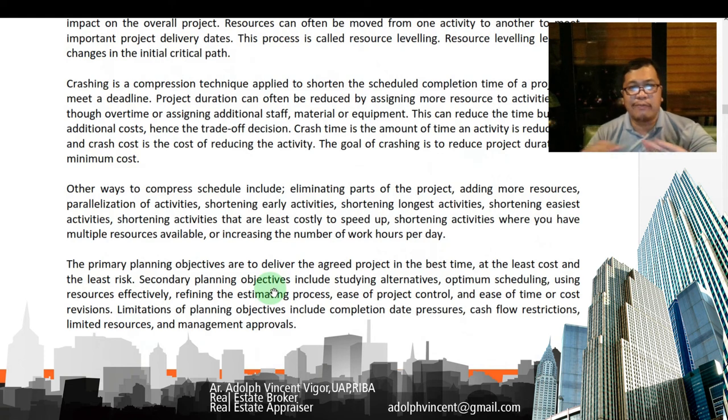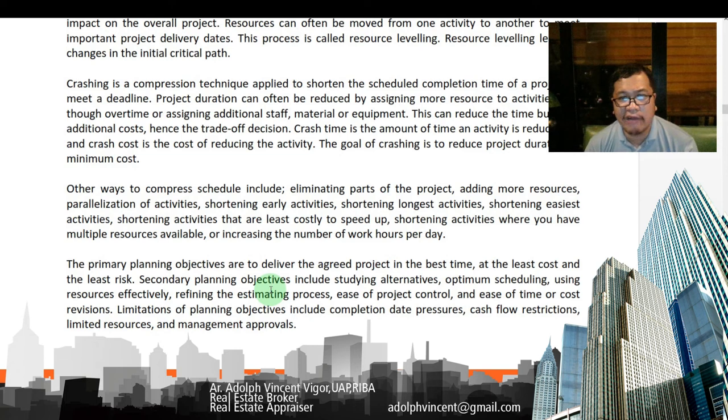So other ways to compress schedule include eliminating parts of the project, adding more resources, parallelization of activities. So some activities could go parallel, could go hand in hand together. Shortening early activities, shortening longest activities, shortening easiest activities, shortening activities that are least costly to speed up, shortening activities where you have multiple resources available, or increasing the number of work hours per day.